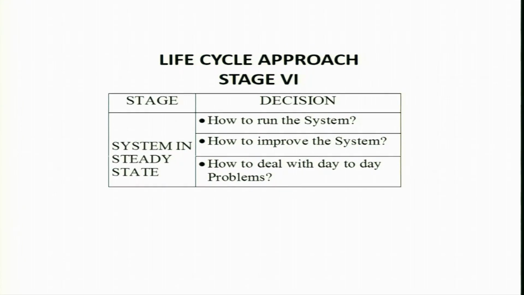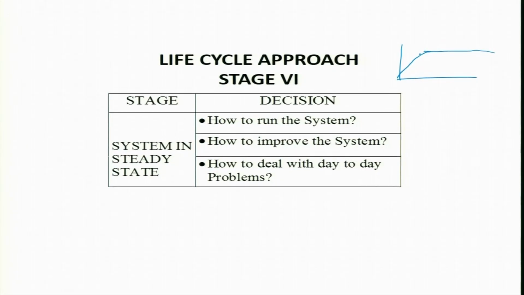Coming to stage 6, now the system is at a maturity stage, fully working. So, we have reached the stage when it is going to be productive and stable. This is where the maximum profits will come. So, the next is life cycle stage 6.